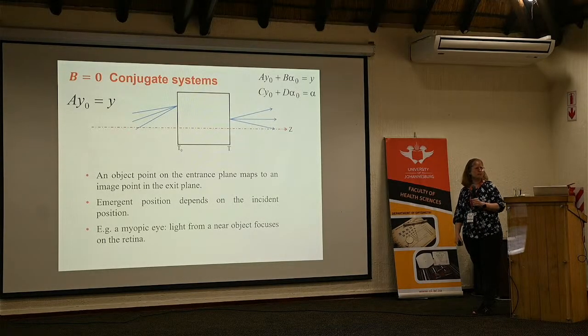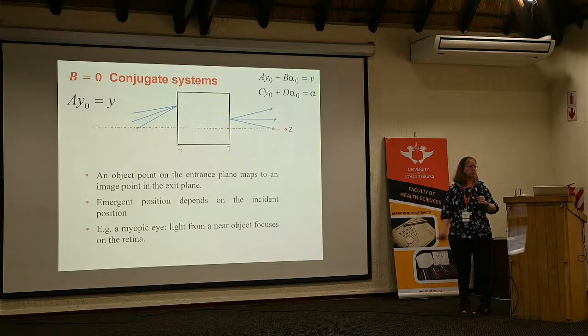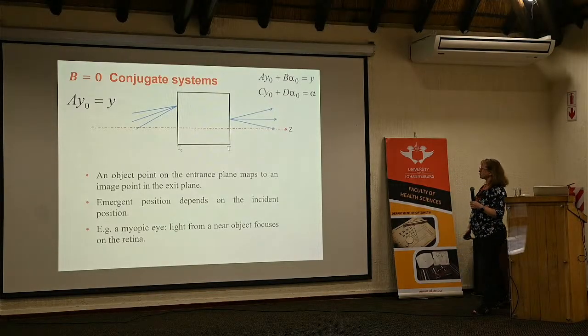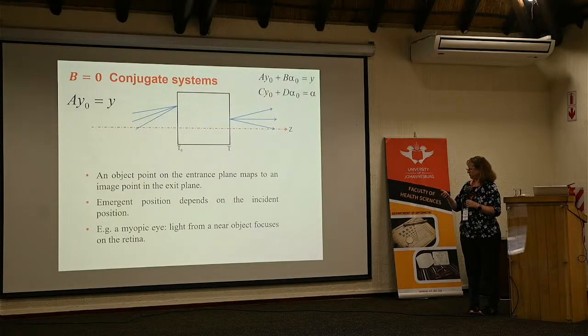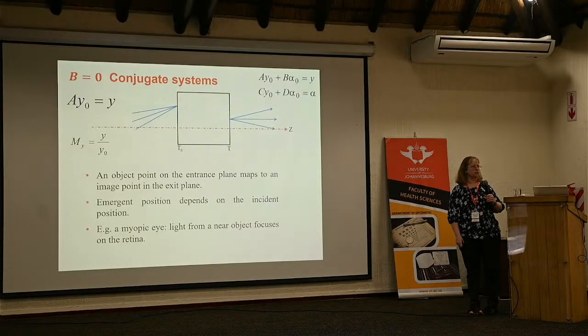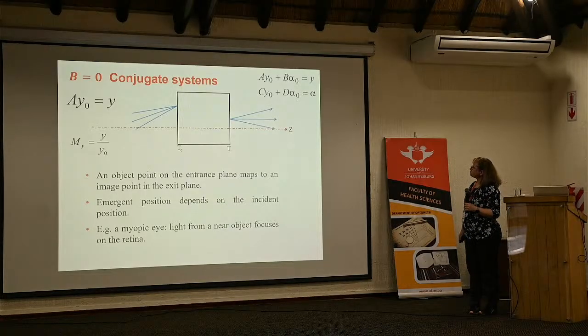Okay, so this is the typical system that we work with when we first start learning about optics at university or even at school. An example, of course, is also a myopic eye, where this is an object and you've got a gap and then you've got your eye. Okay, and if I rearrange A Y naught equals Y, you've got the very familiar transverse magnification equation. So we can say that for a conjugate system, A is the transverse magnification.